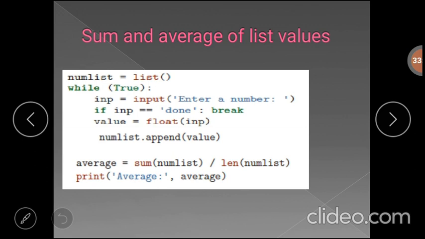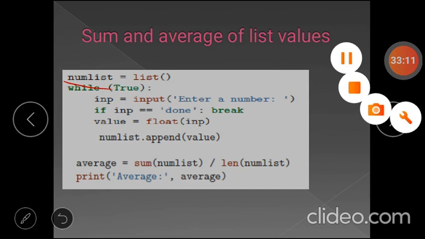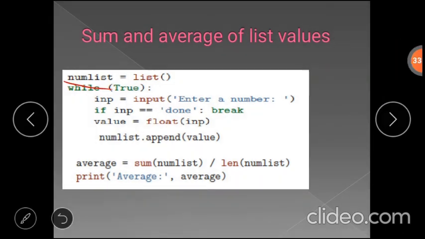Initially we are just creating one list, num list, and initially that is the empty list. Here we read the input from the user and store that in one variable, inp. Suppose inp equal to done, then stop the execution. Otherwise, read the input and perform the type conversion. Here we are converting that input to float type and storing that in one variable, value.